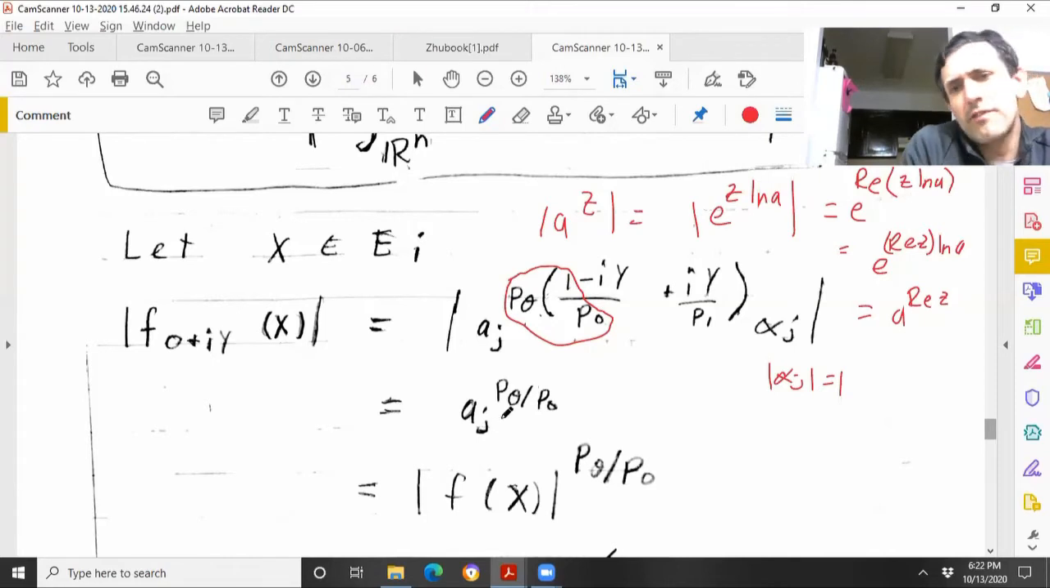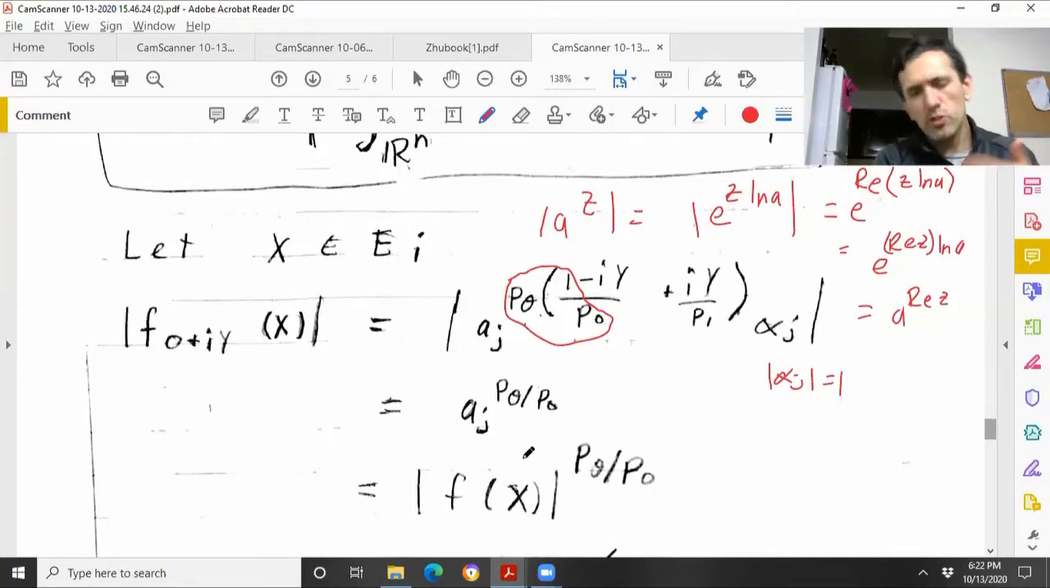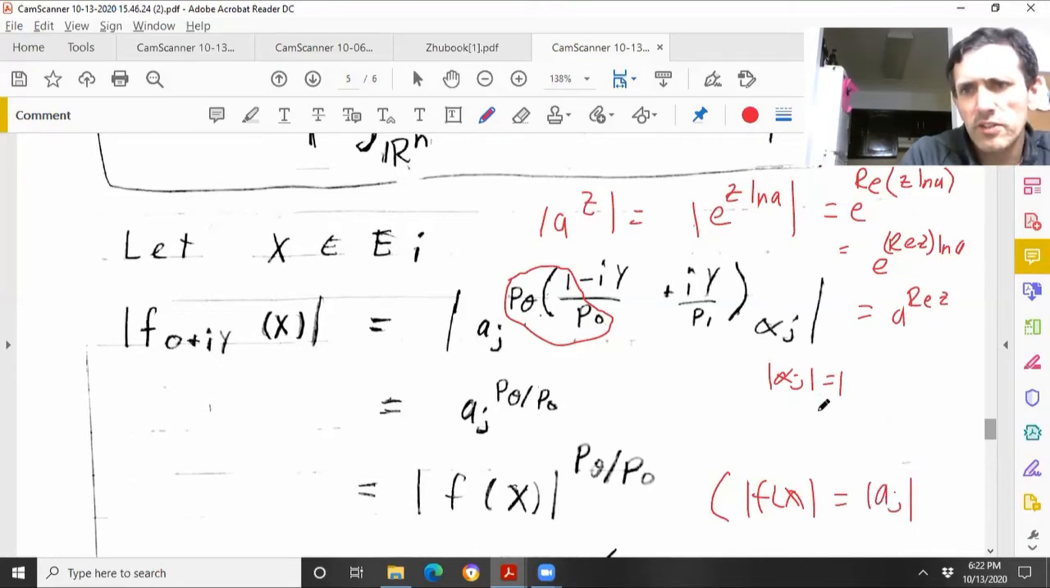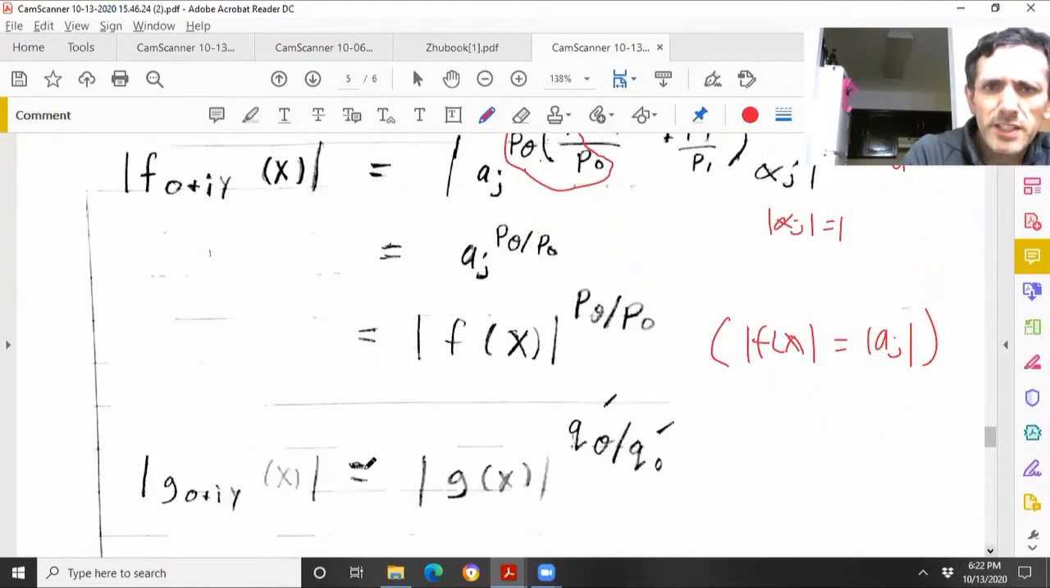If you're in doubt, just go back, and there really should be no doubts here. Because f is just a sum of these characteristic functions, I should say I'm assuming that the E_j's and the F_j's are all disjoint, as I can when I write a characteristic function. So this is equal to the modulus of f of x to the p theta over p0. And again, if x is in E_j, the modulus of f of x is just a_j, really a_j times the modulus of alpha_j, but this equals 1. And similarly, we get this equality here.